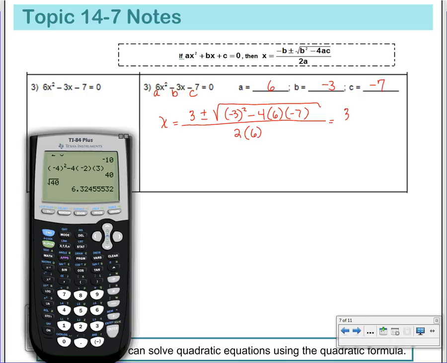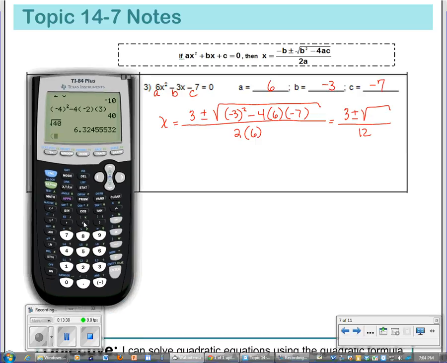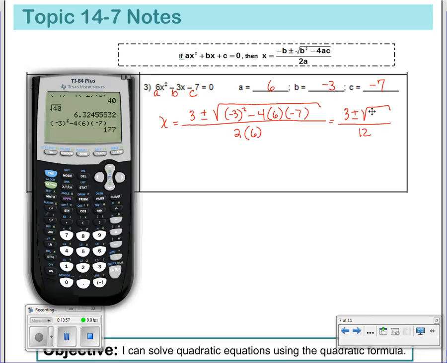Now let's find out what is under that radical. 2 times 6 at the bottom gives us 12. We'll type in what's underneath the radical. Again, making sure we use our parentheses. So negative 3 in parentheses, squared, minus 4 times a is 6, that 6 is in parentheses, and then our c is in parentheses, that's a negative 7. Press enter, we get 177.